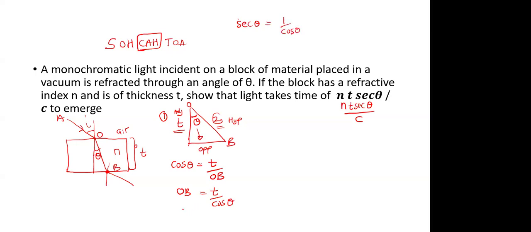So I will say that my OB is the same as 1 out of cos theta times T. But 1 out of cos is the sec. So I will say my OB is the same as T sec of theta.